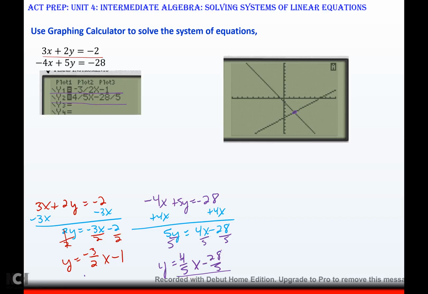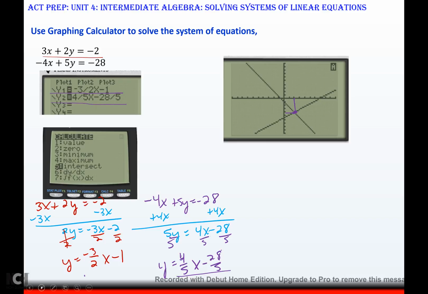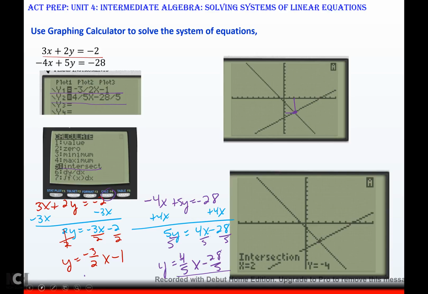And you can see my solution is right there, which you could probably read for yourself, but it's kind of interesting to make the calculator do it. So you hit second calculate, and we want intersections, so you're going to choose choice 5, and then basically you're going to hit enter 3 times to get your intersection point, which is at 2, negative 4.